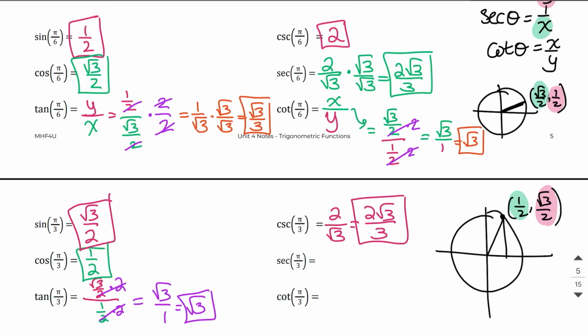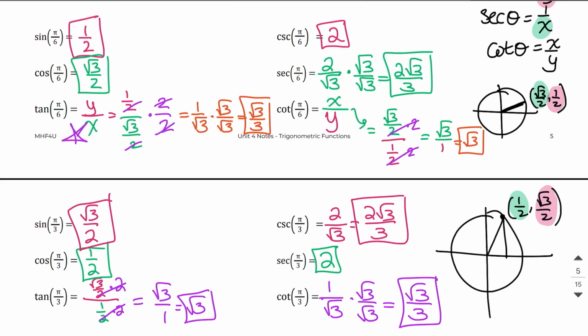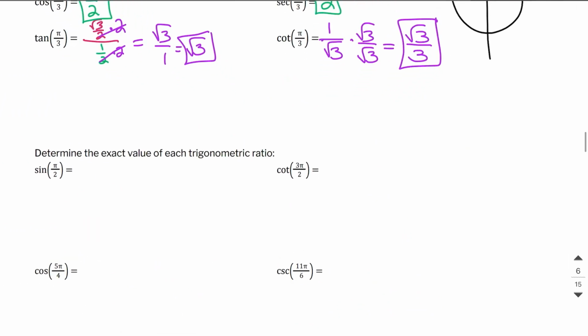Secant of pi over 3 is the reciprocal of cosine, so I can just say it's 2 over 1 or just 2. Cotangent, I can either do x over y, use the x here and the y here, or I could just do the reciprocal of this value right here, which might be easier. I want to show you both ways to do this. So it'd be 1 over root 3 multiplied by root 3 over root 3. You get root 3 over 3, and so cotangent of pi over 3 is root 3 over 3. So you can do it this way, or you could do it this way. It doesn't matter. Either way, you'll get the same answer.